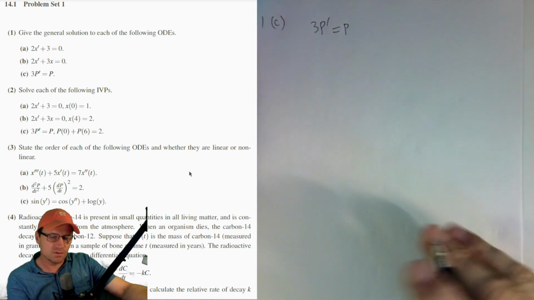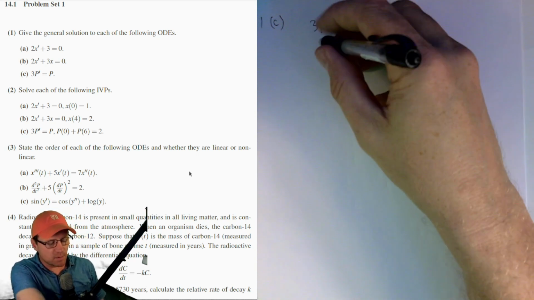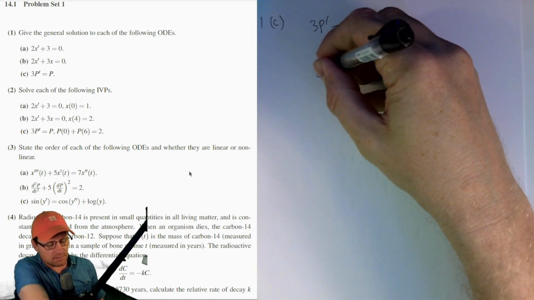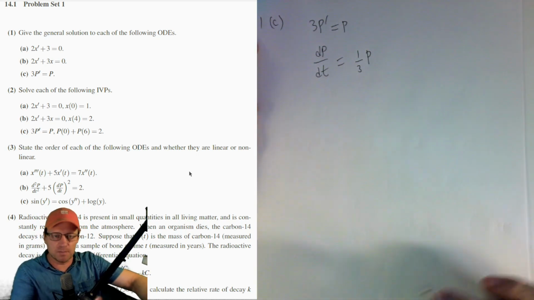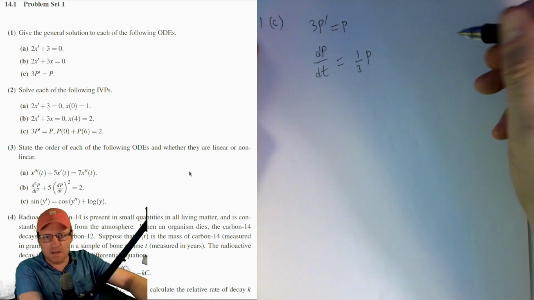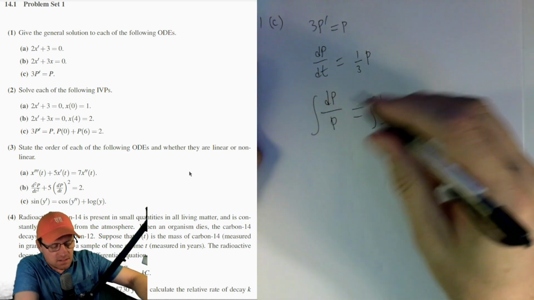So we want to divide throughout by 3 because this equation is separable. So dP/dt is 1/3 P. Let's divide this by P, putting the P with the P and the t with the t. Okay, so now we've separated it. It just remains to integrate and then solve for P.